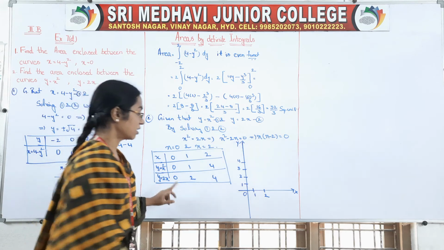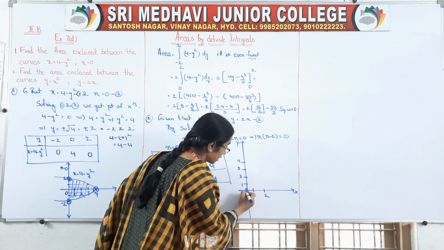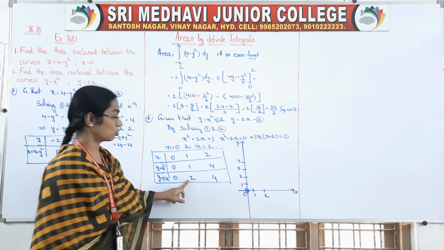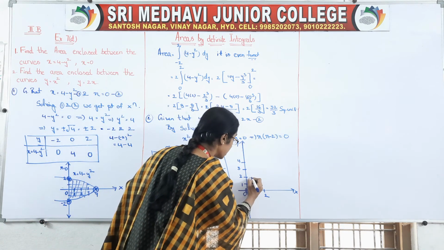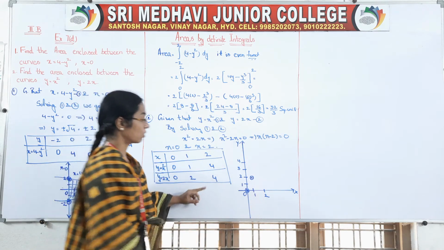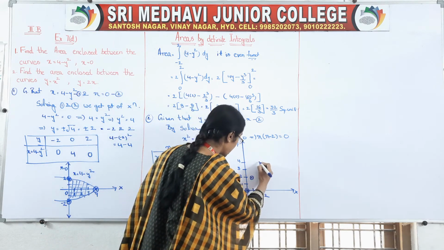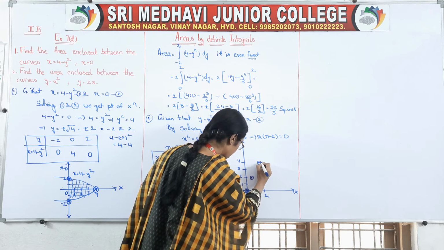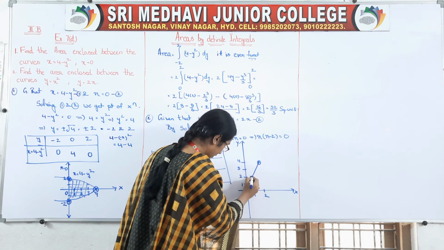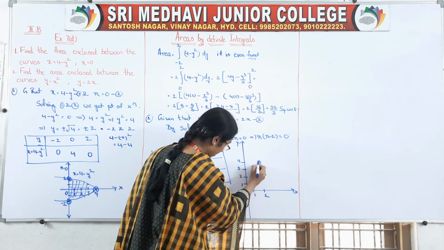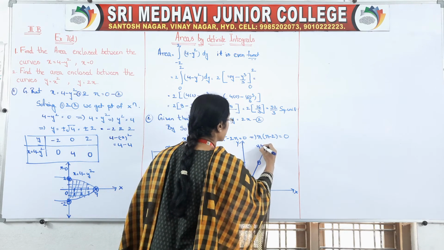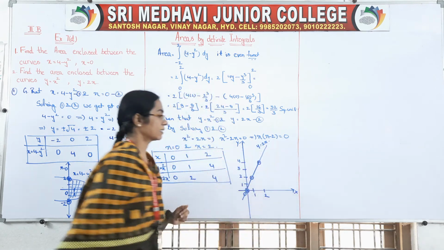Okay, so 0 at 0, this is the point, right. Next 1 at 2, so 1 at 2, this is the point. Next 2 at 4, so 2 at 4 we have to take, right. So join these points, right, it's a line. Okay, so this is nothing but y is equal to 2x.